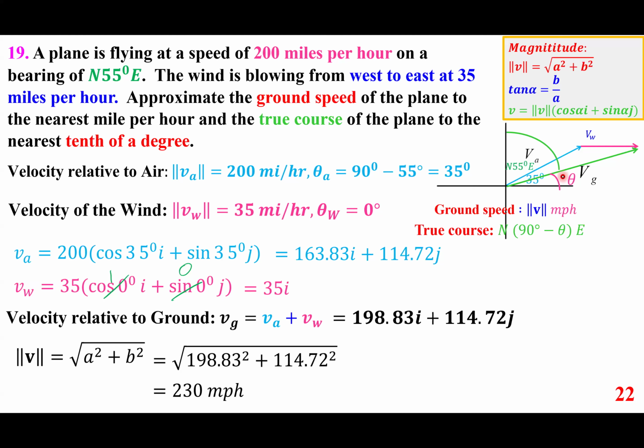Tan of theta is b over a. So this component over this component, the numbers, results in almost 30 degrees. So if this is 30 degrees, this must be 90 minus that. So that means 60 degrees. So we are doing 230 miles per hour, north, 60 degrees east.